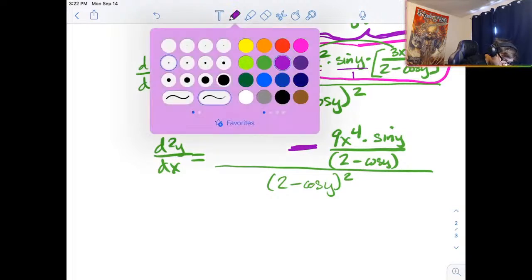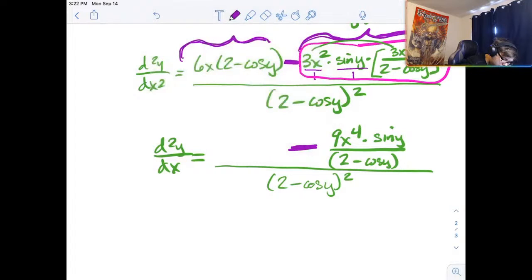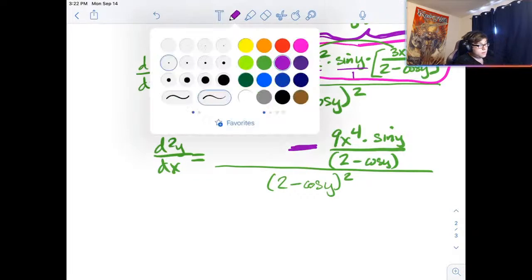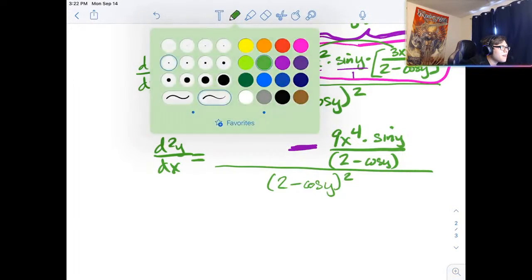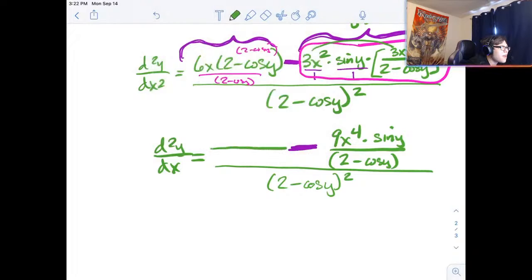Now, I would like this first section that is to the left of the subtraction sign to also have that same denominator. So I think I can do that if I multiply by the quantity 2 minus cosine y on top and bottom. Okay? I promise this is going to lead us somewhere good. So then it should be 6x. So now this also has the denominator 2 minus cosine y. And the numerator becomes 6x times 2 minus cosine y times 2 minus cosine y.